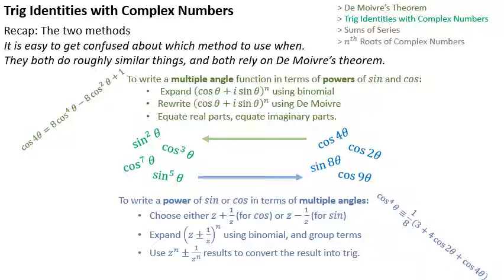So for instance, if you're using this method, you'd be able to convert cos^4 theta into something involving various multiple angle forms of the trig functions.